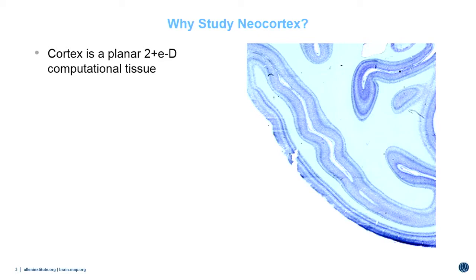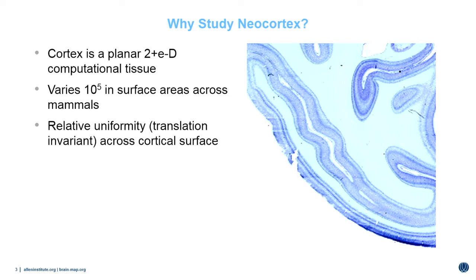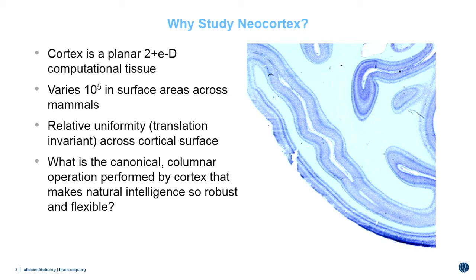And if you look across the mammalian phylum, it scales in terms of area by 60,000 to 80,000, from a very small animal that's less than a cubic millimeter to the brain of a dolphin that has twice as many cortical neurons as we have. But basically, it's always the tissue. It's relatively uniform. So in other words, it's translationally invariant across the cortical surface.